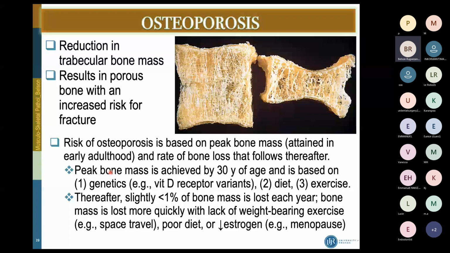So you see that at around 30 years, it is when you should have the peak bone mass. And it is based on genetics, vitamin D receptor variants, diet, exercise, and so on. So after that, about less than 1% of the bone mass is lost each year.